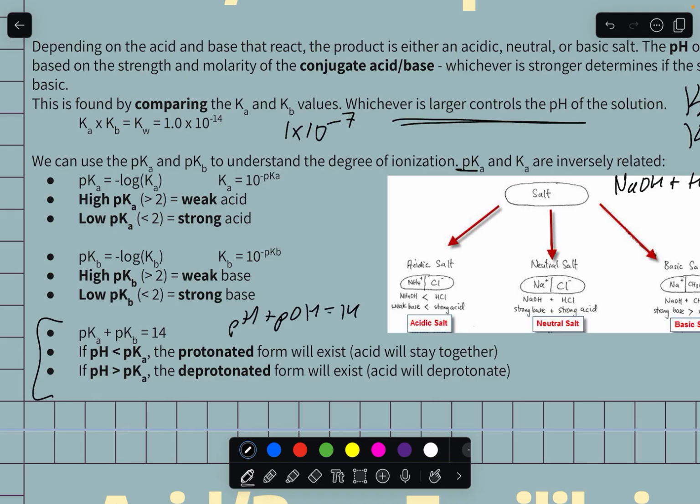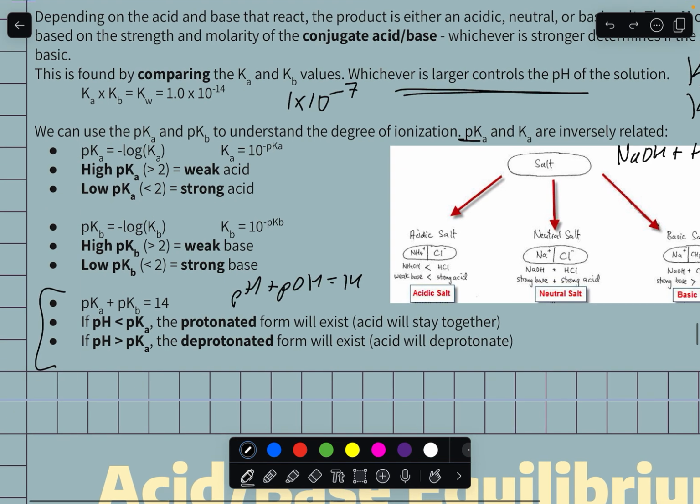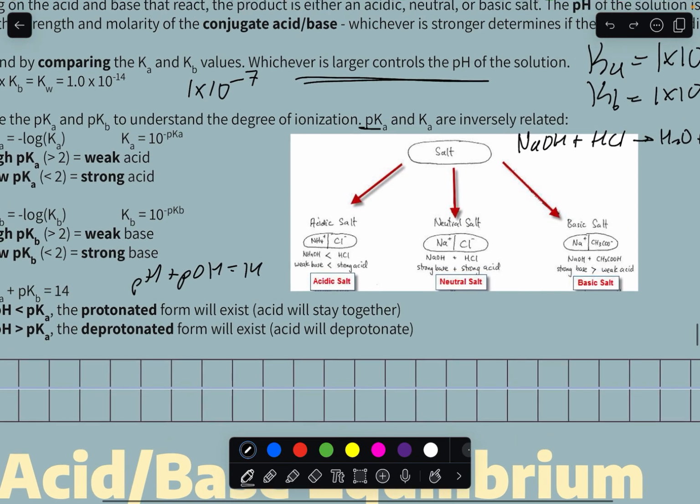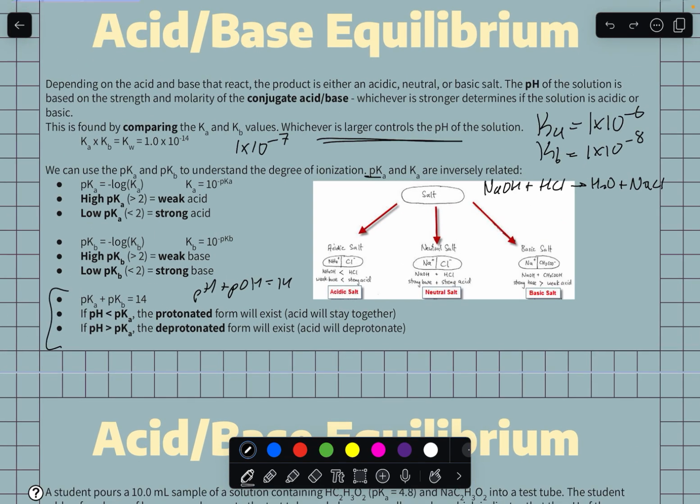All right. And we can compare things like pH to pKa. If our pH is less than our pKa, the protonated form will exist, so the acid stays together with the hydrogen. If pH is greater than pKa, we'll have the acid deprotonate. The H plus goes away. All right, so a lot of information on this slide. pKa and pKb is a hard concept to understand. So if we have questions about that, make sure to write them down so we can ask them.